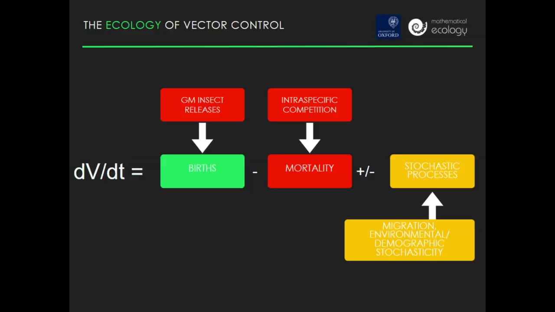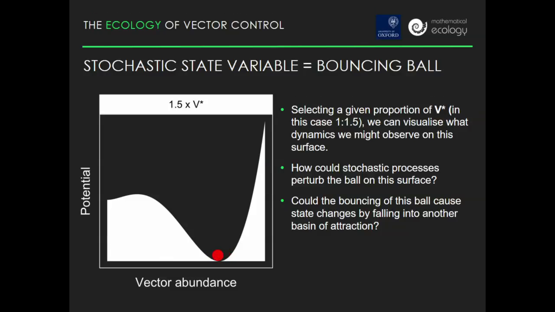So in our continuous time model, we make it a stochastic differential equation and say we're going to have some demographic and environmental stochasticity, some migration, that sort of thing. This is analogous to taking a given release and bouncing the ball around on the surface. What you would see is that the properties of the different valleys and the different stable states, represented as basins in the surface, will dictate how likely the ball is to switch between states, or how much of the state space it can explore for a given amount of stochastic process. That's a horrible way of saying that.